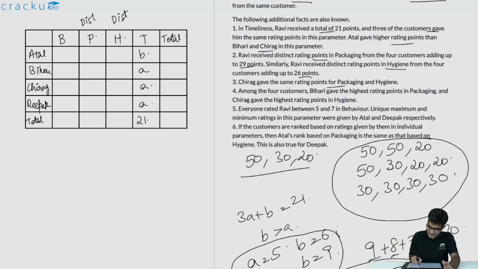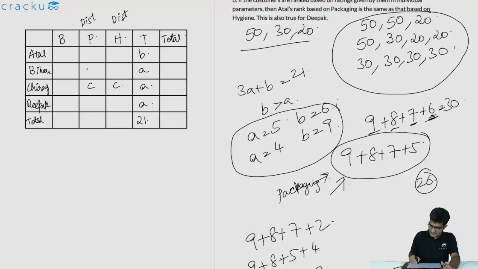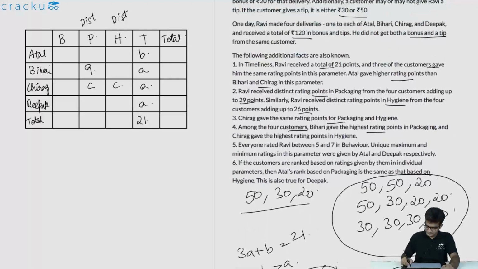Now, Chirag gave the same rating points in packaging and hygiene. So, if Chirag's score in packaging is C, even in hygiene he gave the point is C. Among the 4 customers, Bihari gave the highest rating in packaging. We know that in packaging, it has to be 9, 8, 7 and 5. So, Bihari gave 9 in packaging. And Chirag gave the highest in hygiene. So C is the highest.